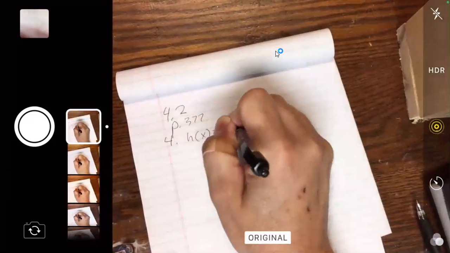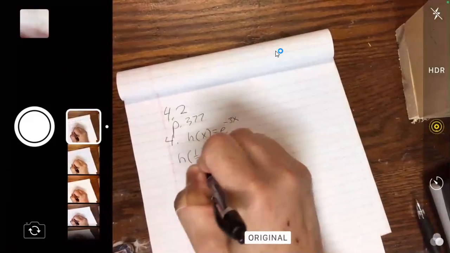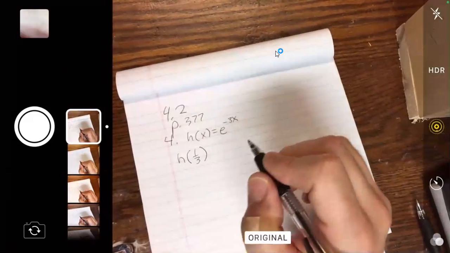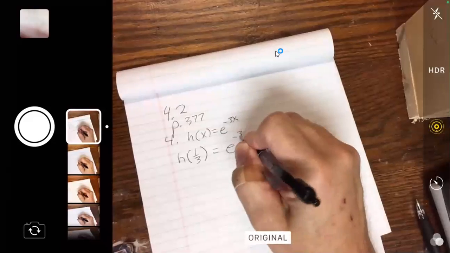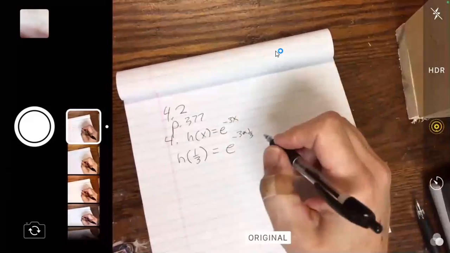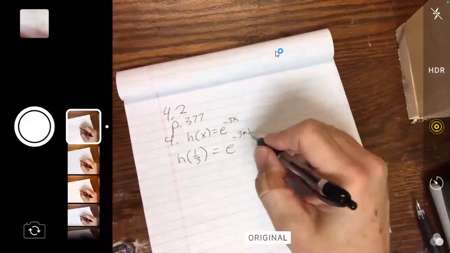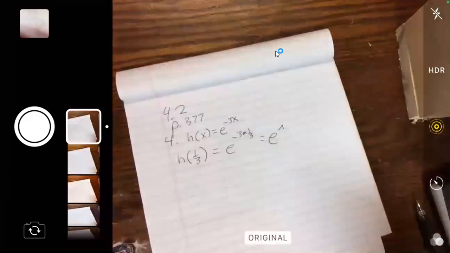It's e to the negative 3x, x over 3, excuse me. You'd have e to the negative 3 times 1/3. You can work that out. You see the 3's cancel if you want. You get an e to the negative 1, or I can just punch it as is. When you punch e, it automatically gives you the exponent symbol.